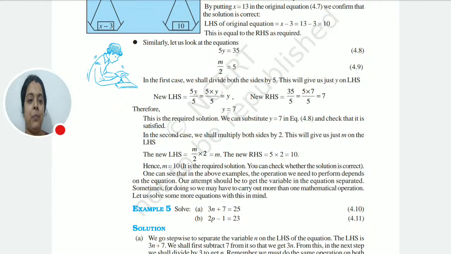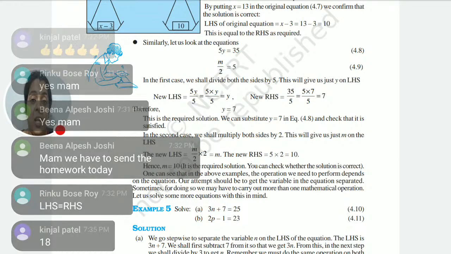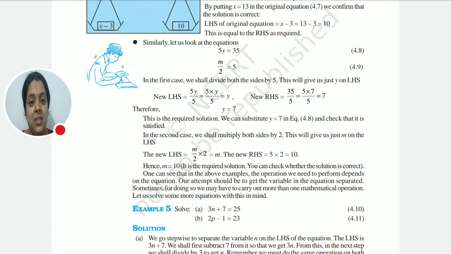It is 3n plus 7 is equal to 25. What I gave you is example number 5, question number A. You first do it and after that, I will go through the steps. Then you have to check whether you have used all the proper steps or not. Check once whether your answer is correct or not.